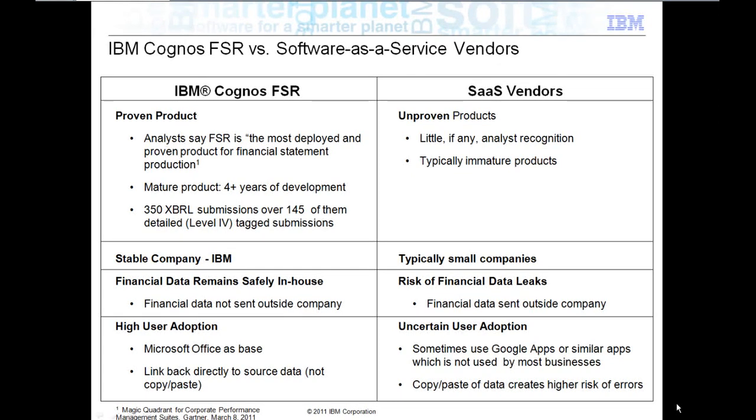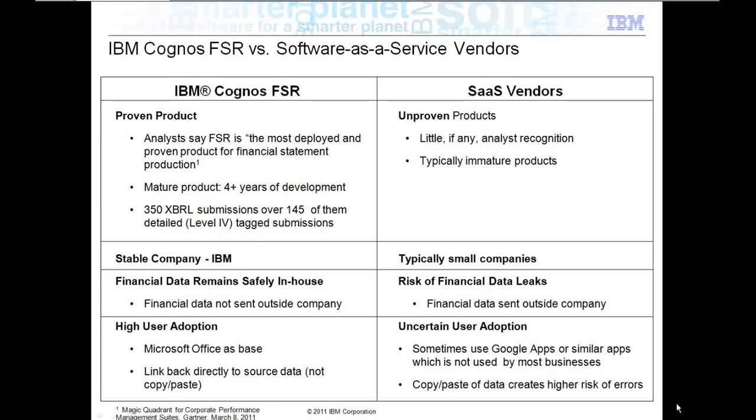Now when it comes to some of the other SaaS vendors, they really are unproven products. There's little, if any, analyst recognition, and they're very typically immature products. They're also very often small companies, more often than not. There is a risk of financial data leaks. Financial data is sent outside the company four walls, the company firewalls. It's sent out and broadcast over the internet essentially.